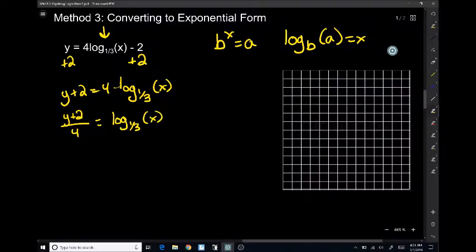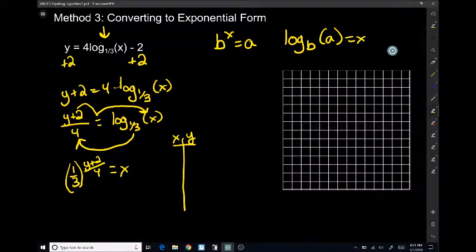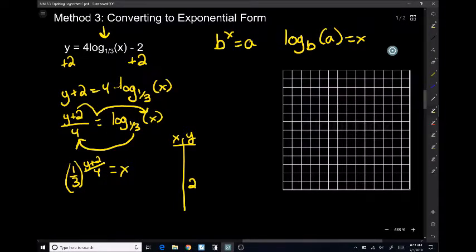And now that I have the logarithm part all by itself, I can convert. So I'm going to do the base to this power equals x. So it's 1/3 to the y plus 2 divided by 4 equals x. And then the sort of nutty thing about this process is now I'm going to plug in numbers for y instead of for x, because I got the y by itself. It's like the y is now my independent variable or my input. And I still want to be plugging in smart numbers. I still want to plug in numbers for y that will make this come out cleanly.